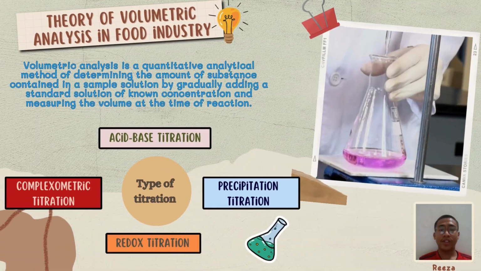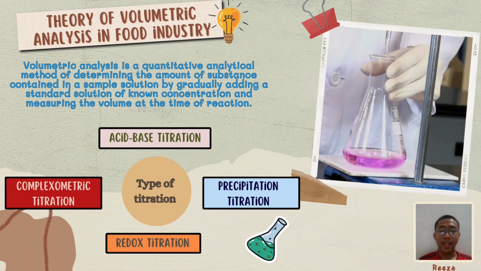The next part is the theory of volumetric analysis in the food industry. In general, volumetric analysis is a quantitative analytical method of determining the amount of substance contained in a sample solution by gradually adding a standard solution of known concentration and measuring the volume at the end point. In the food industry, for instance, a food processing company might use the titration method to calculate the precise amount of salt in a particular foodstuff.